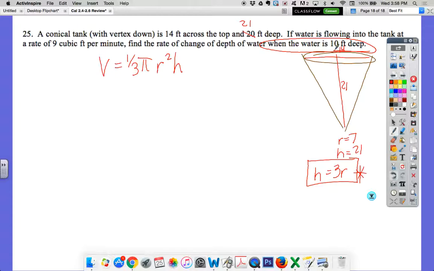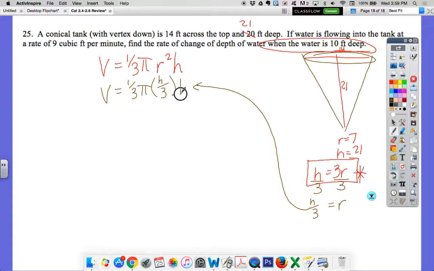That's not talking about radius. That's talking about depth, which is in terms of height. So we need to solve for R. So get R by itself. So divide through by 3. And so R is H over 3. We need to put that into this formula. So if I do that, R is going to disappear. And I'm not going to have R anymore. And that was my goal. So I need to square the top and I need to square the bottom. That's going to be H squared over 9 times H.